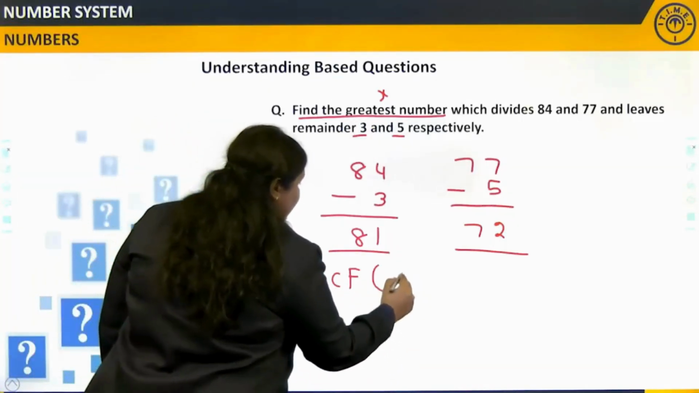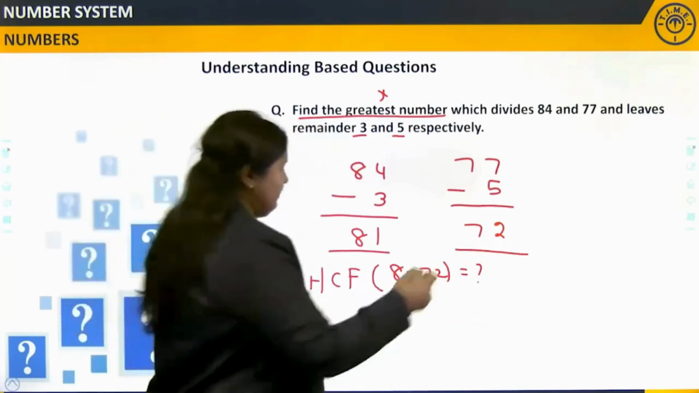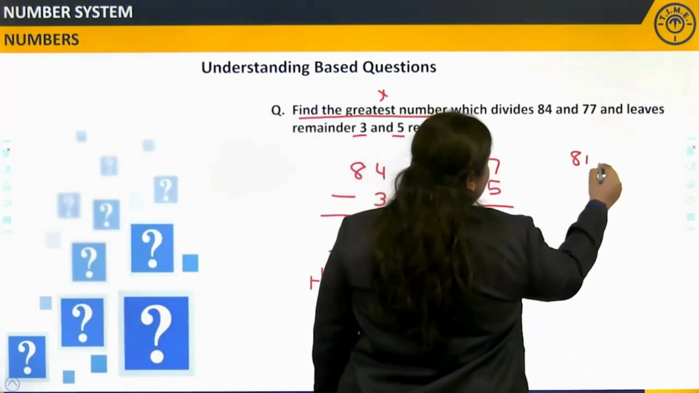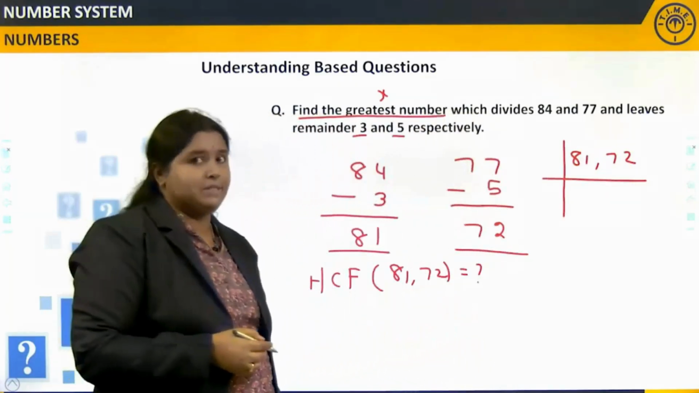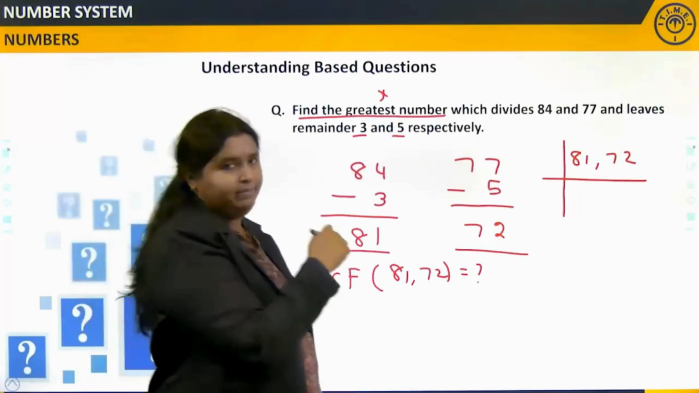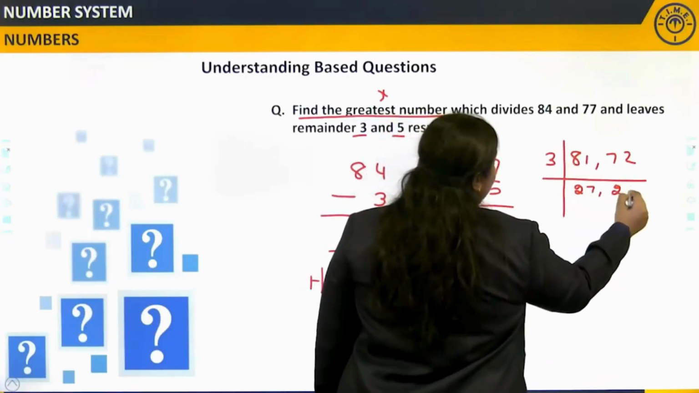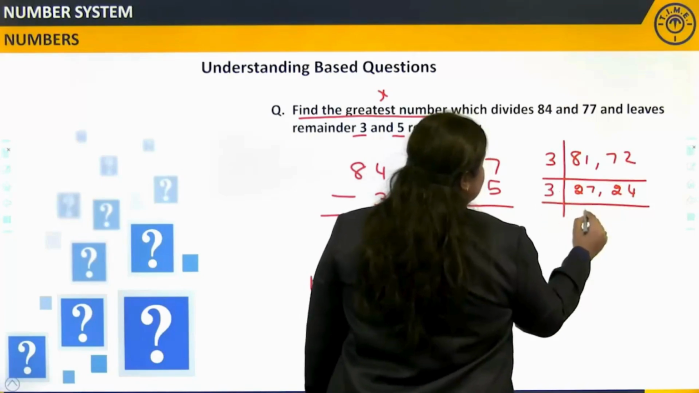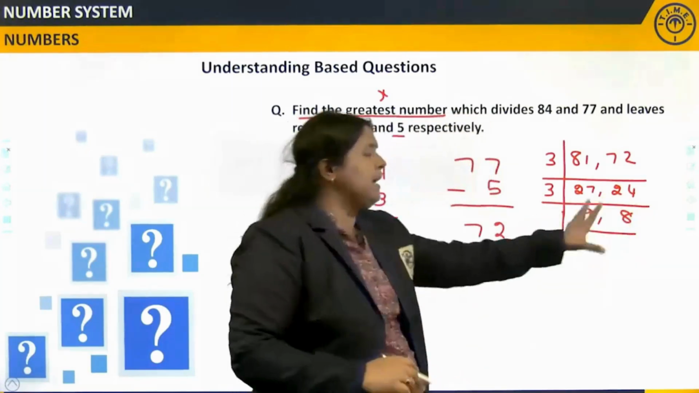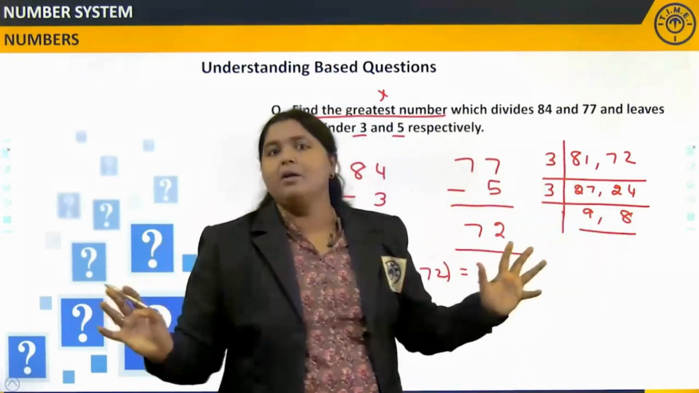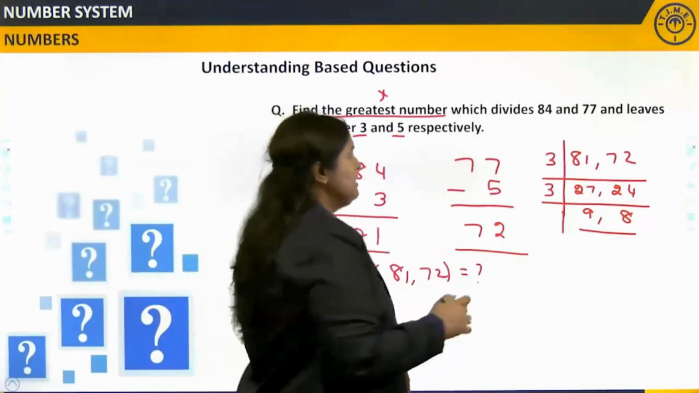So, we have to find the HCF of 81 and 72. Let us find the HCF here. 81 is not divisible by 2, but 72 is divisible by 2, but both are divisible by 3. We will go ahead and divide by 3. 27 3s are 81, 24 3s are 72, again by 3. 9 3s are 27, 8 3s are 24, right? So nothing else is common now. 9 and 8 are co-prime numbers. We cannot divide both of them by any common factor. So it stops.